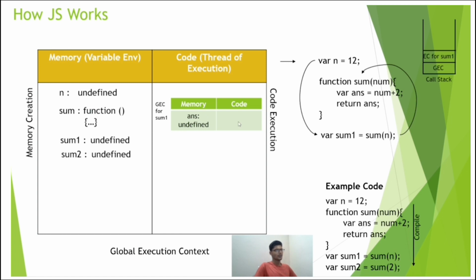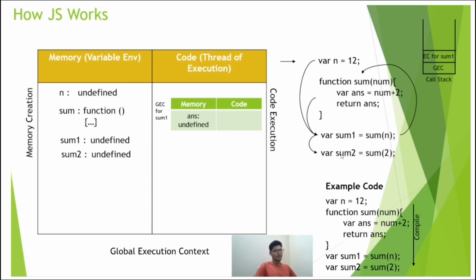Now in the code execution phase, the value 12 is passed here. 12 plus 2 is 14, so answer will be 14, and this value will be returned to sum1, where it was called. The task is done. Now the execution context for sum1 will be popped from the call stack and deleted once the task is finished.